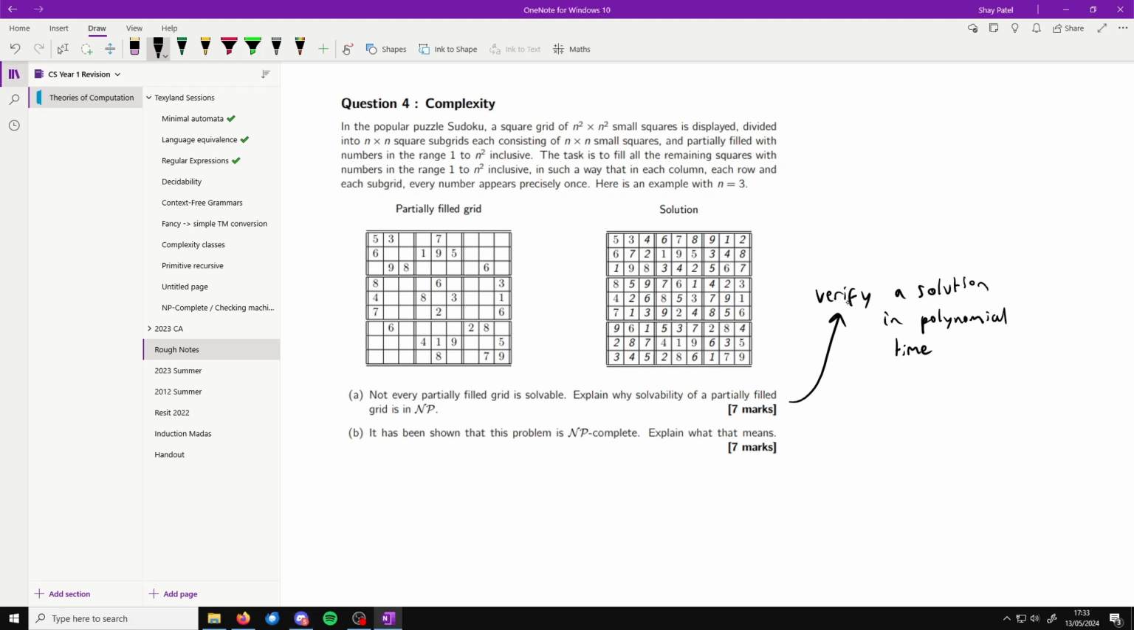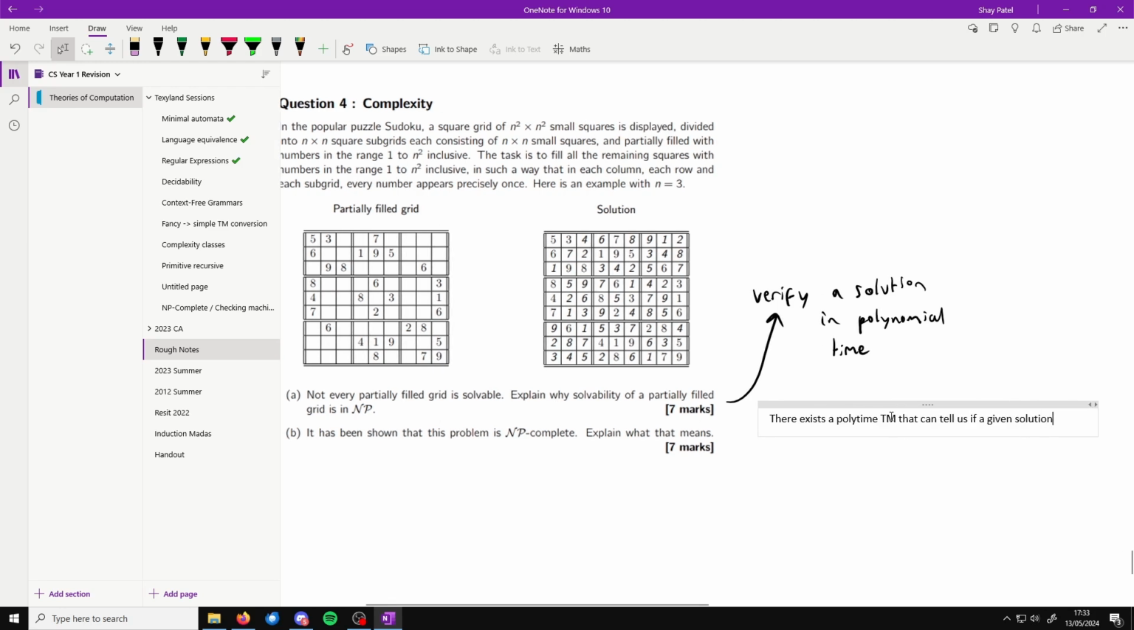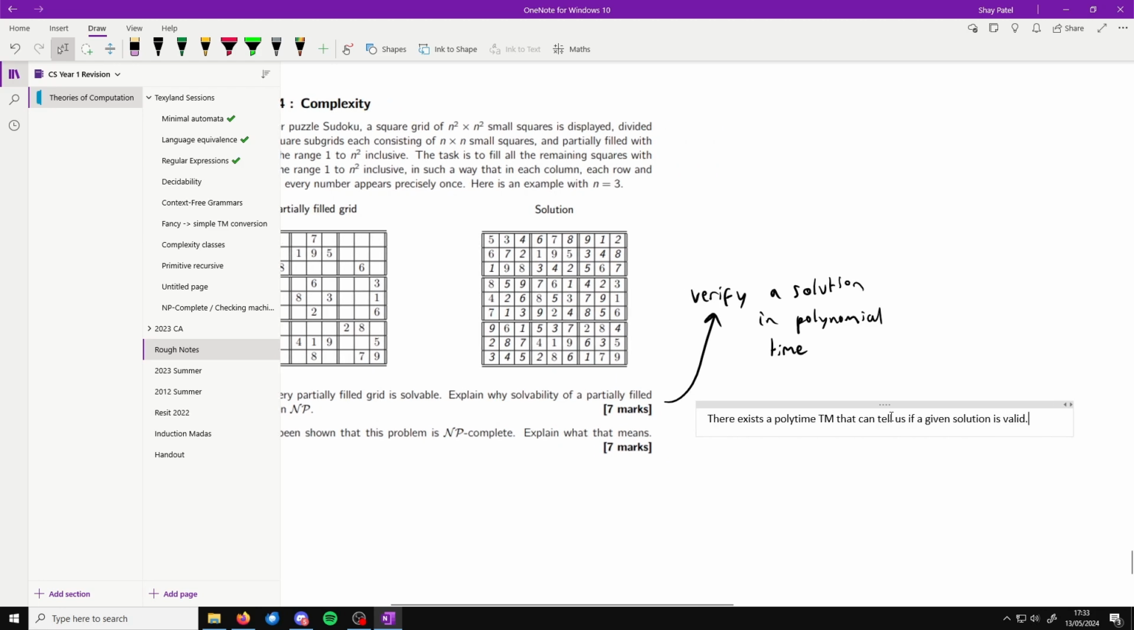Hi. So this question is asking why is the solvability in NP? If the solvability is in NP, it means that there exists a polytime checking machine that can tell us if a given solution is valid. And basically what we need to do is show that there is a polytime checking machine, or design one, not necessarily draw one out.